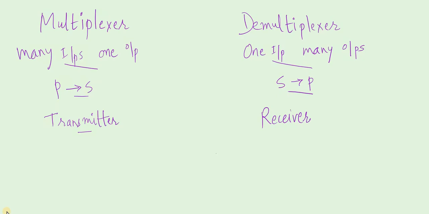In the transmitter section, many signals are combined together and sent along a single signal line using multiplexer. At the receiver end, many signals come along a single line and they are separated using demultiplexer.